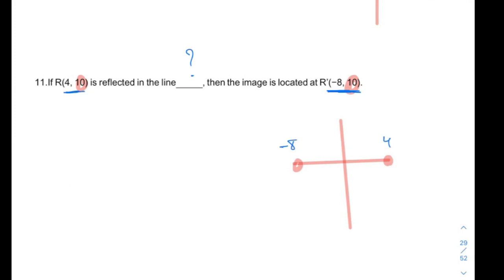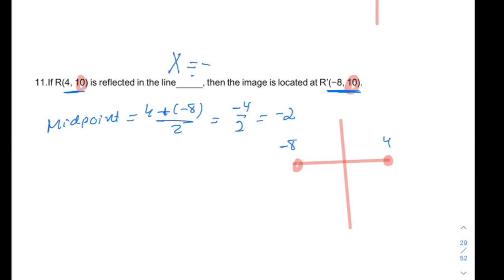So simply, if you are asked to find the line of reflection when x changes and y is the same, just find the midpoint between the x coordinates. So it's 4 plus -8 over 2. The midpoint is the sum over 2, which is -4 over 2, which is -2. And that means we are reflecting about x equals -2. And you can do it mentally, even without calculations. You can imagine that.